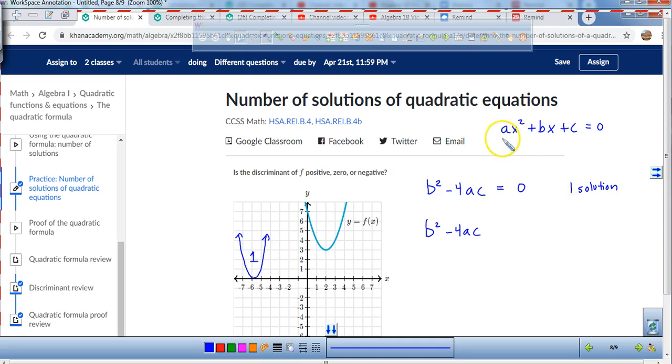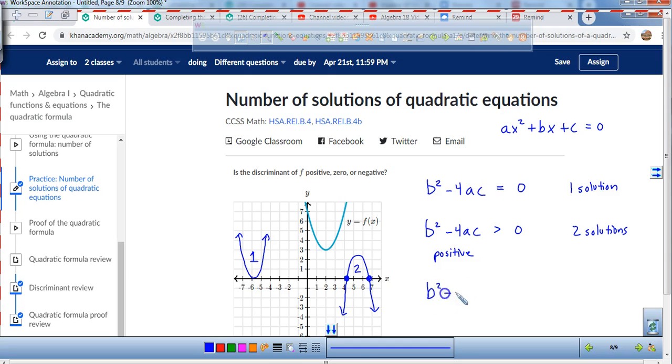You're taking the a, the b, and the c from your standard form. So if b squared minus 4ac is greater than 0, which means this side is positive, then you're going to have two real solutions. It doesn't matter whether the parabola opens up or down, it'll hit the x-axis twice. So you got a solution there and a solution there, and that's known as two solutions.